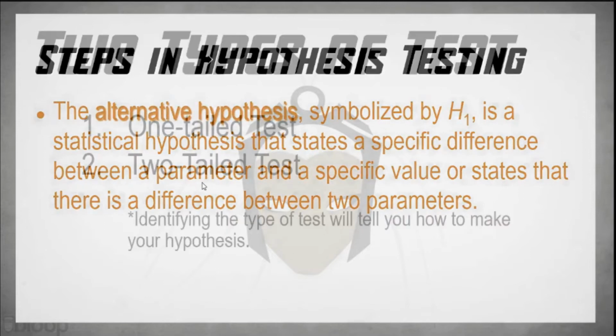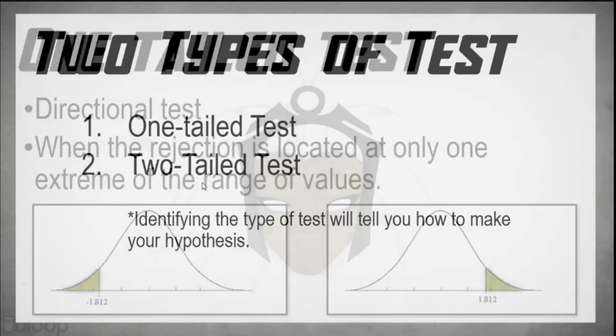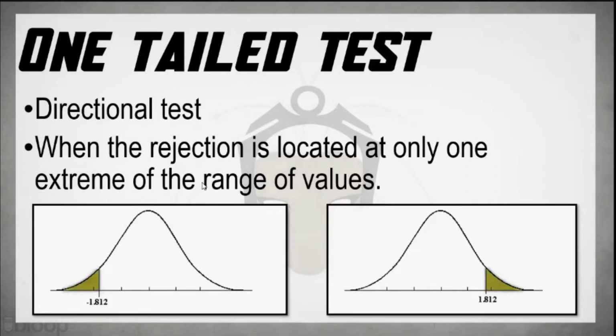And last week also, it was identified that there are 2 types of tests when it comes to the normal curve. So we have the one-tailed test and the two-tailed test. Under the one-tailed test, it could be left-tailed or it could be right-tailed. Alright? So ano ba yung pinagkaiba nilang dalawa or saan sila importante? So one-tailed test is when the rejection is located at only one extreme of the range of values. It's either left or right.